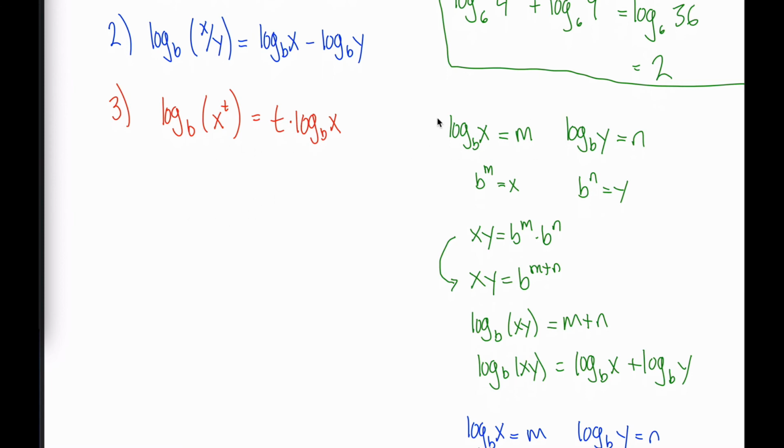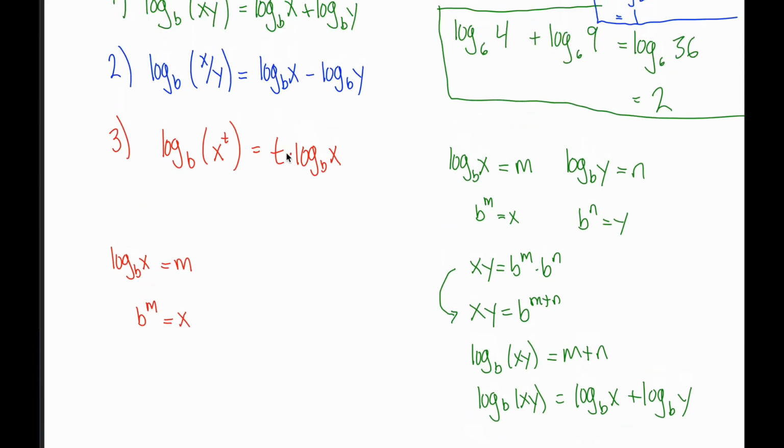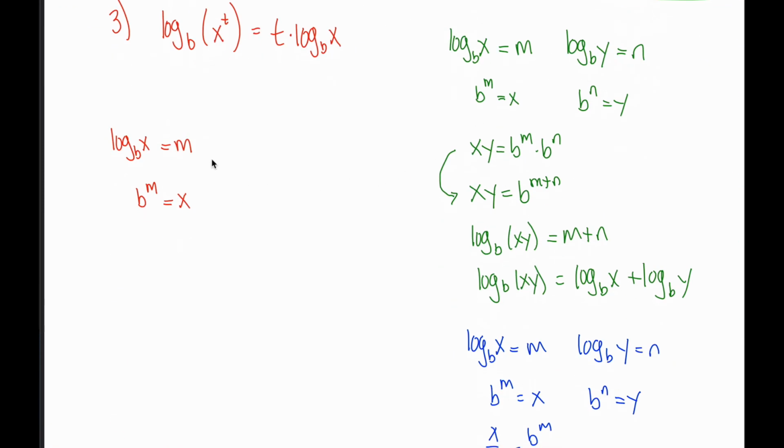And the way we're going to do it is we're going to do the same trick we've been doing over here. We're going to start out with the log base b of x, and we're going to give that a name. M seems like as good a name as any. And then we're going to rewrite this logarithmic equation into exponential form: b to the m power is equal to x. And the reason we're doing that is because we want to use exponent rules. So we have to get this out of log form and into exponent form so that we can use those rules.